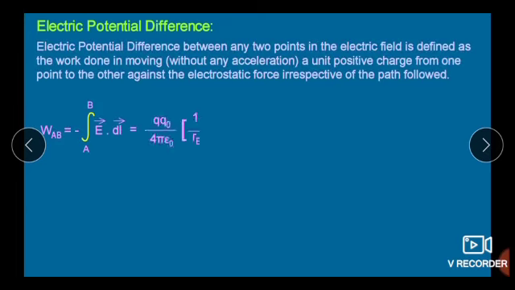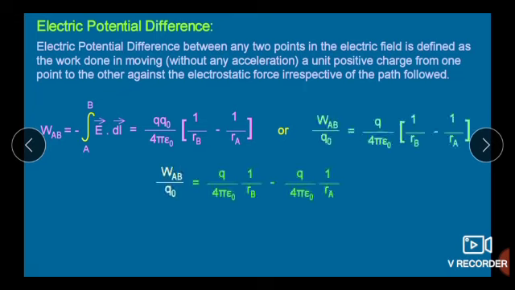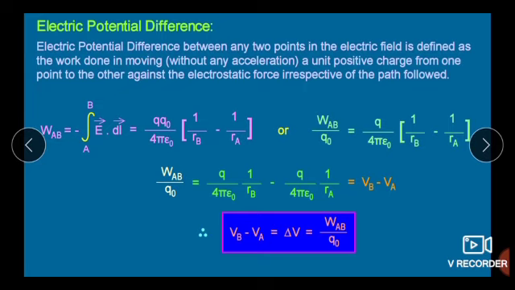Electric potential difference. What is electric potential difference? Inside the field at any 2 points, suppose we have A and B, then the work done in moving the charge from A to B is the integral from A to B of E bar dot dl bar. Then we get the potential difference between these 2 points, VA and VB. So VB minus VA is the potential difference. So the potential difference between any 2 points is the work done per unit charge.